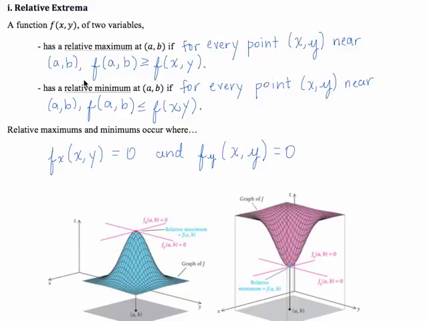f(x, y) has a relative min at (a, b) if for every point (x, y) near (a, b), f(a, b) is less than or equal to f(x, y). In other words, that z value is less than all of the nearby z values.